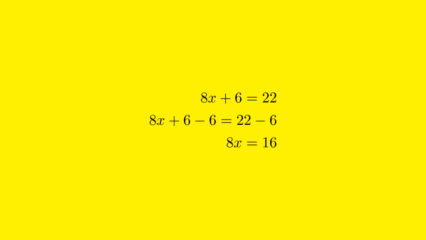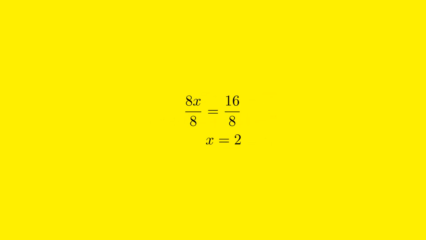On the left side, we have 8x plus 6 minus 6, which simplifies to 8x. On the right side, we have 22 minus 6, which equals 16. So now our equation is transformed to 8x equals 16. By performing this subtraction, we have effectively removed the constant term 6 from the left side of the equation, making it easier to isolate the variable x in the next steps.